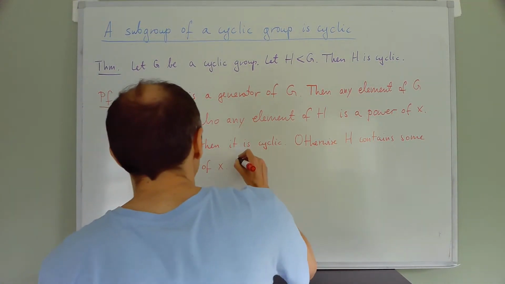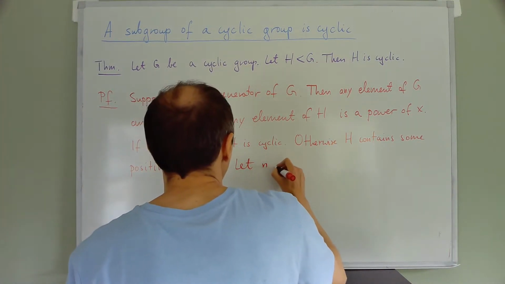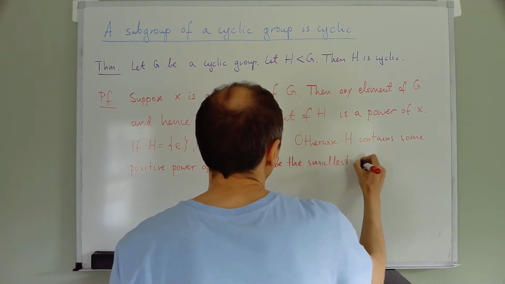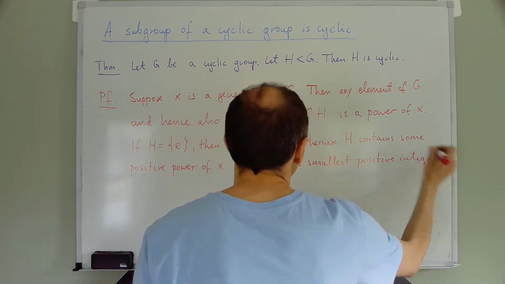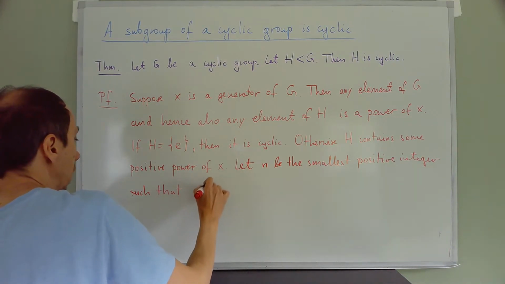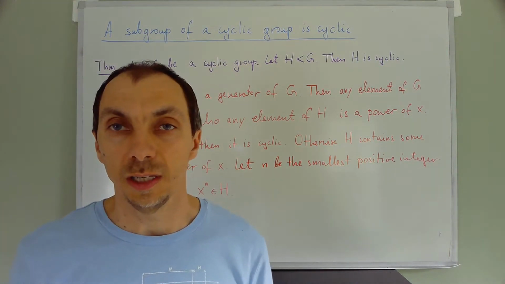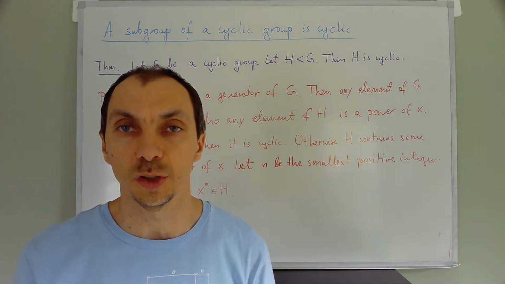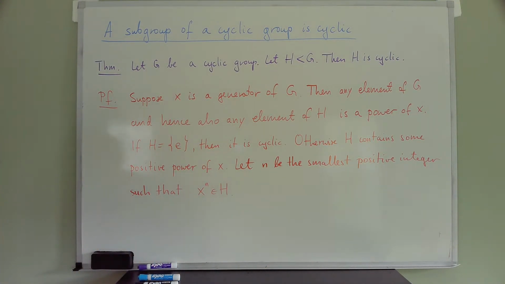So let n be the smallest positive integer such that X to the n is in H. Okay? If it contains some positive powers of X, as it must, then one of them is the smallest possible power. So let n be the smallest such power.